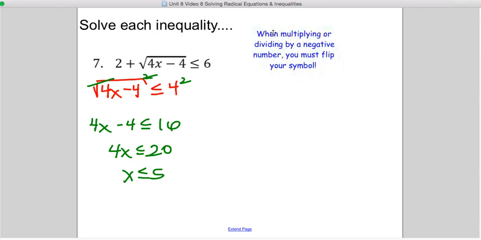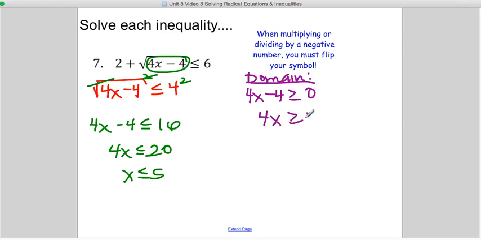Okay, this is what we were talking about. The second thing is our domain. We found domain earlier in this chapter. It is what is underneath here must be greater than or equal to 0. Otherwise, you can't plug it in. So you still have to find the domain as well. Okay, so my domain, and I solve this. So I have 4x is greater than or equal to 4, so x is greater than or equal to 1.